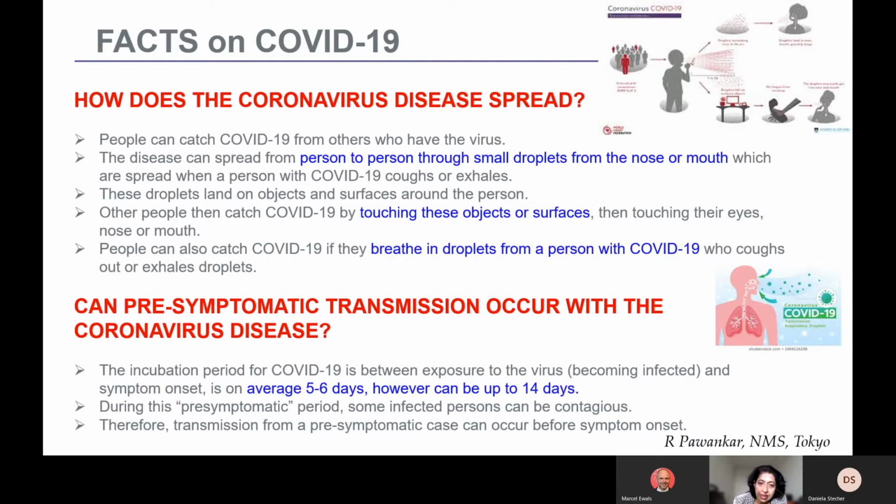Can pre-symptomatic transmission occur with a coronavirus? Yes. Symptoms usually appear after an incubation period. After being infected, this can range from 5 to 6 days to even 14 days to weeks. During this period, the person can be infected. So this person can be a source of infection to someone else, even before the person actually manifests the symptoms.